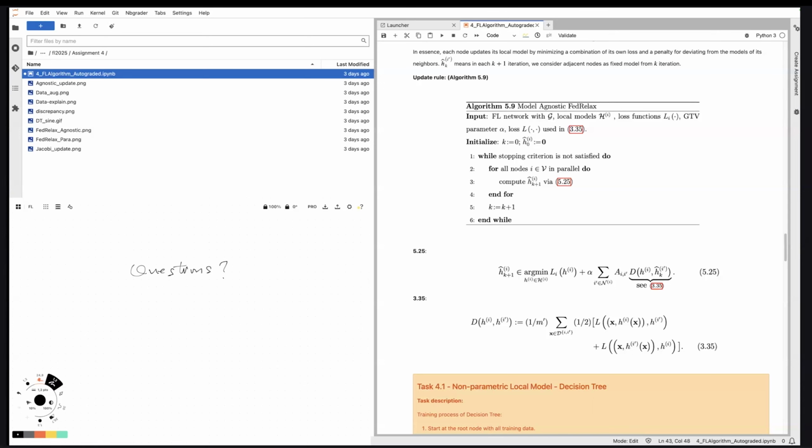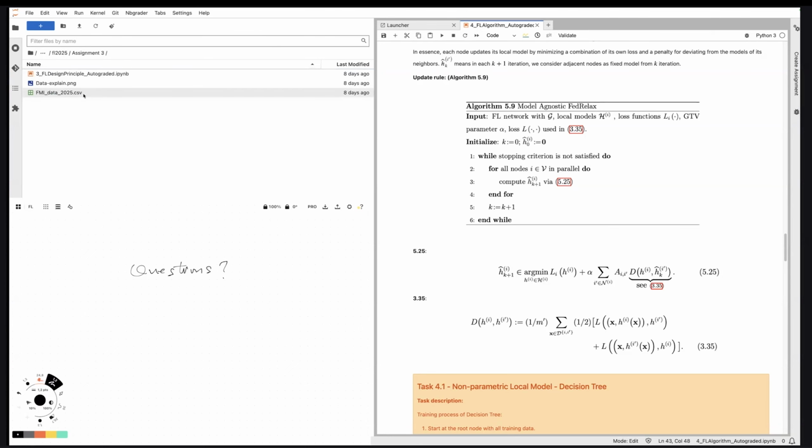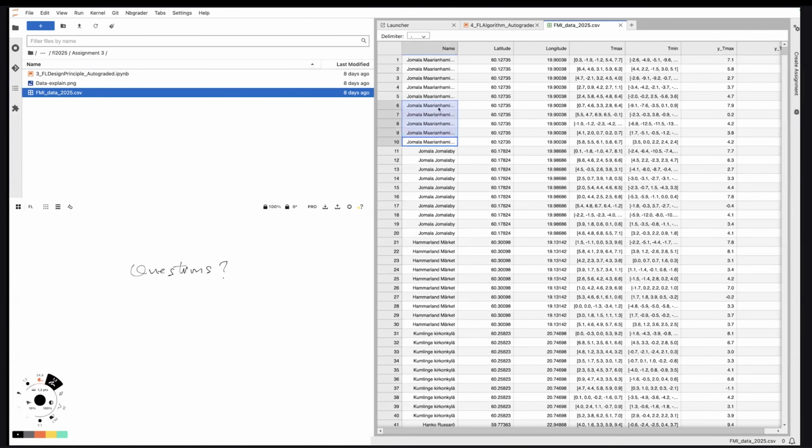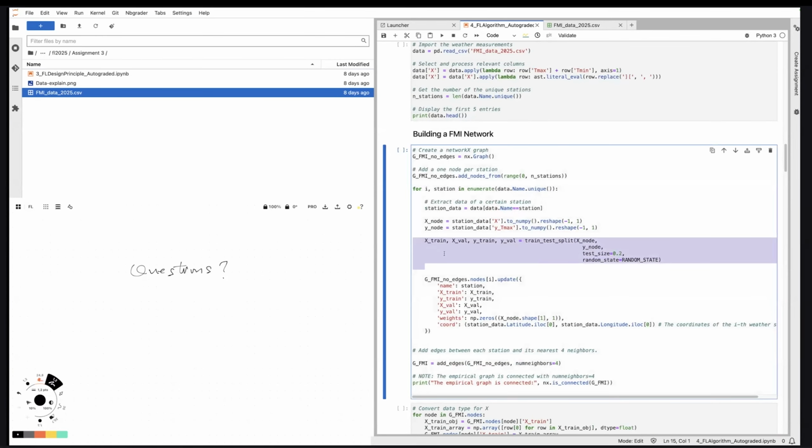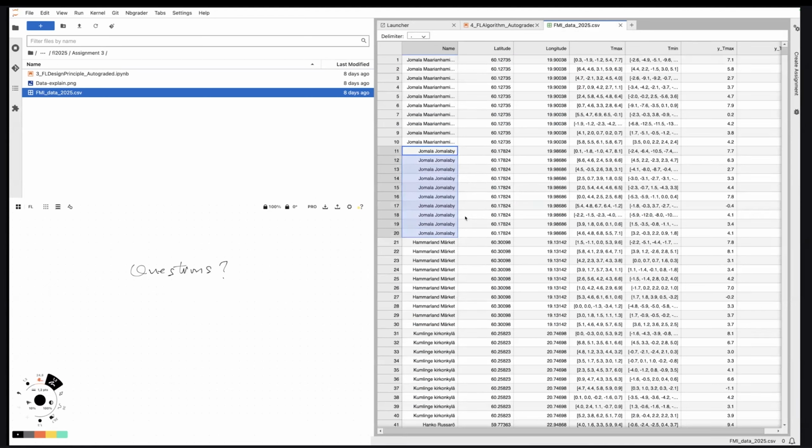We have a question here. The question is, sometimes the local dataset has 8 values and sometimes it has 10. In each dataset, you can see that each local node always has 10 raw data. If we use this train test split with test size 0.2, then we have 8 training data and 2 test data. That's why we have 8. But the whole dataset is always 10 for each node.